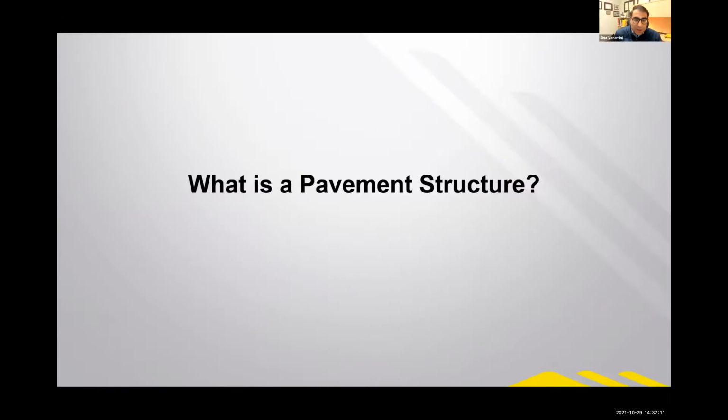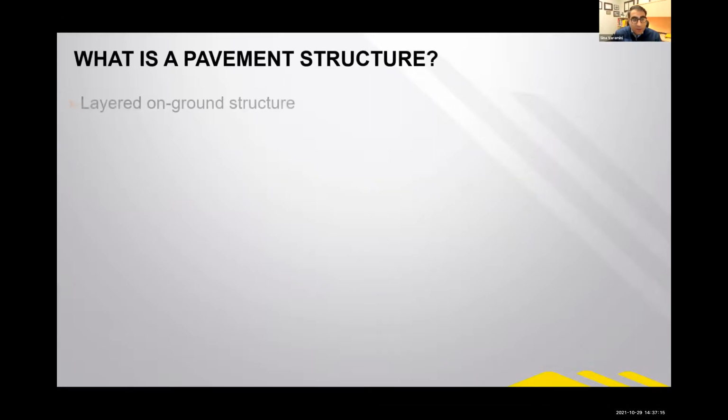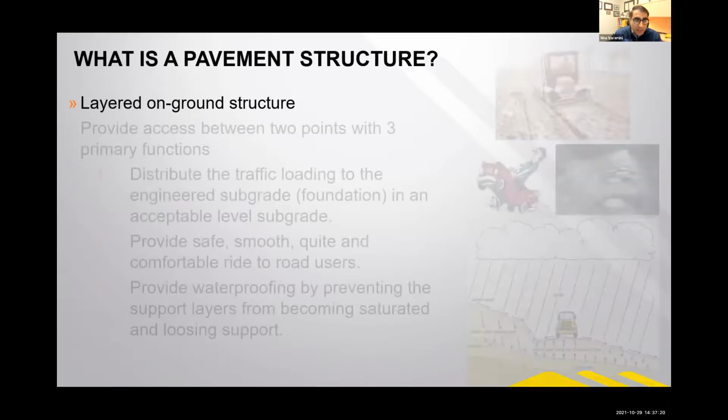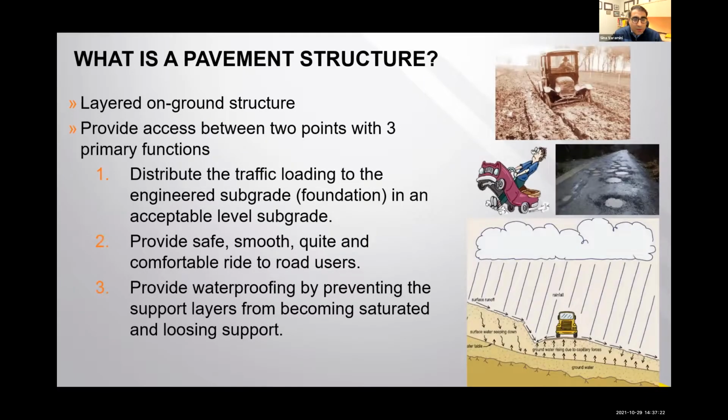Now, before I start, what is the pavement structure, for those who might not be familiar with pavement structures? They are layered structures placed on the ground, composed of layers to provide three primary functions. They distribute the load to the subgrade, which is the foundation for roadways, and it has to be at an acceptable level of stress. Very similar to building structures or bridges or any other structures placed on subgrade soil.